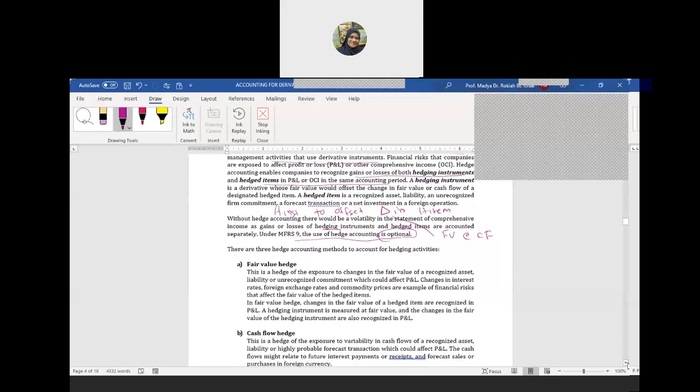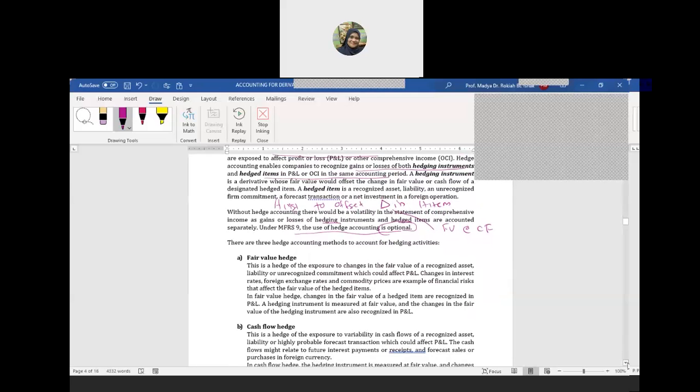So we have three types of hedging. For the first one, we have the fair value hedge. A fair value hedge is a hedge of the exposure to changes in the fair value of a recognized asset, liability or unrecognized commitment that would affect profit and loss. Changes in interest rate, foreign exchange rate, and commodity price are examples of financial risks that affect the fair value of the hedged items.